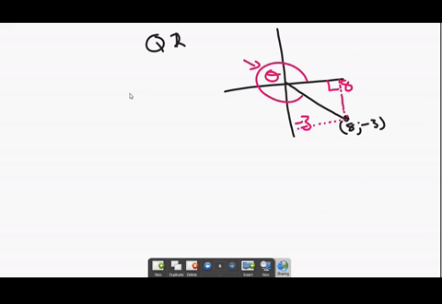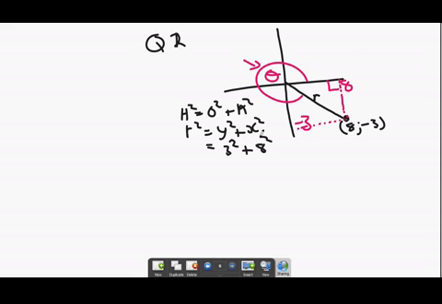So the hypotenuse in this case, hypotenuse squared is equal to opposite squared plus adjacent squared, which is r squared is equal to y squared plus x squared. Now my y is going to be 3 squared, my x squared is going to be 8 squared. This is going to give me r squared is equal to 64 plus 9, which is 73.